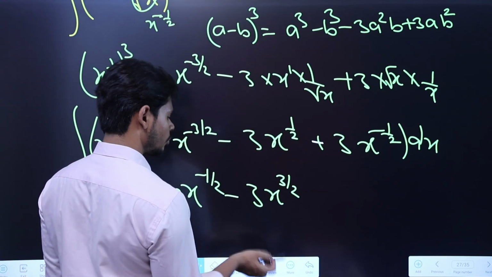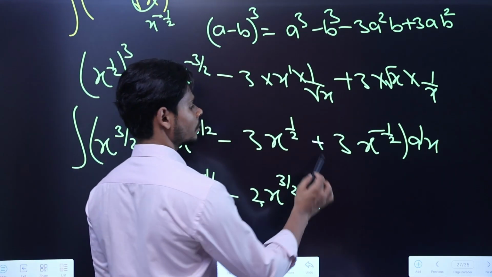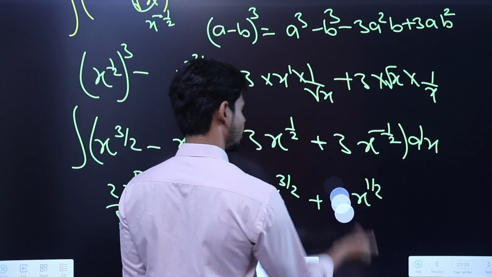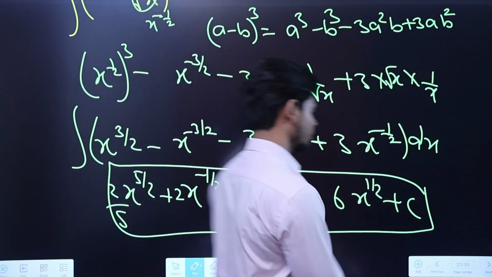So if I write 3 by 2, 3 will get cancelled out and 2 will get reciprocal over here. Try to do this directly. So 3 x raised to power 1 by 2, 1 by 2, so it will make it as 6 and plus c. This will be your answer.